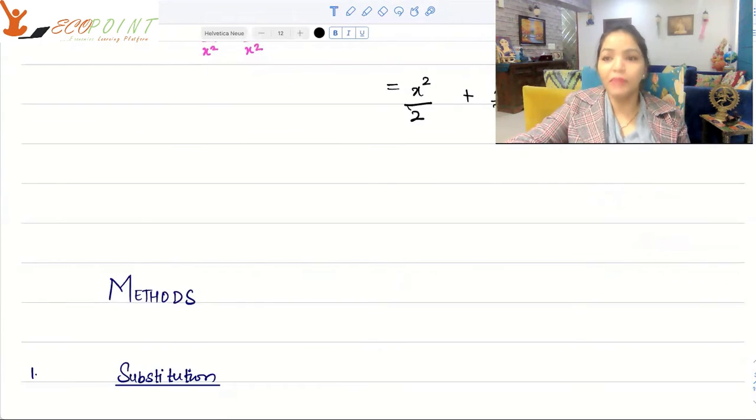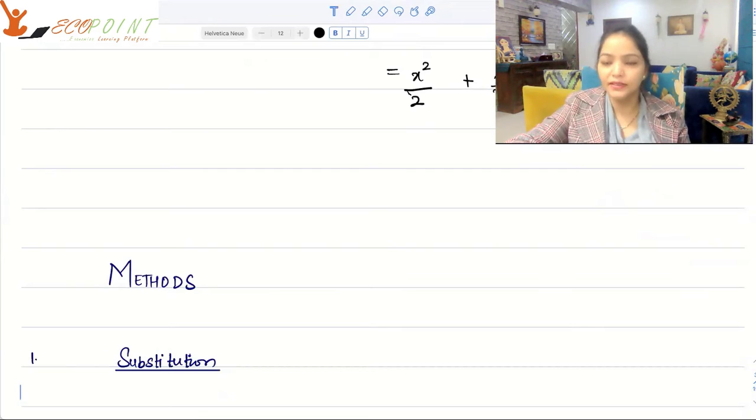Then let's talk about the methods. The first method, the simplest method for integration, is the substitution method. So what do we do in substitution?